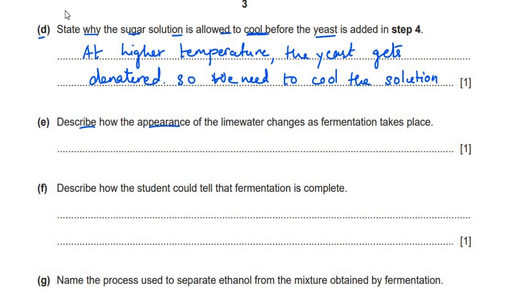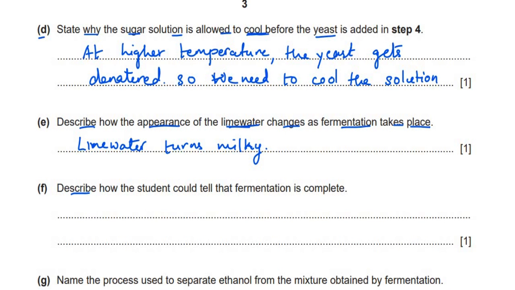Describe how the appearance of the lime water changes as the fermentation takes place. Now it's already written in the question. If you go back and read the question, it says during the fermentation carbon dioxide gas is produced. So when the carbon dioxide gas is produced and it is passed to the lime water, it turns milky. We can write lime water turns milky, or you can even write lime water turns cloudy. That is also acceptable.